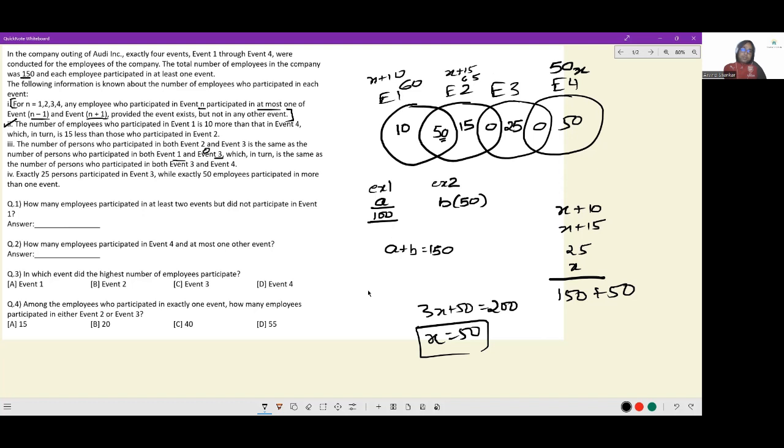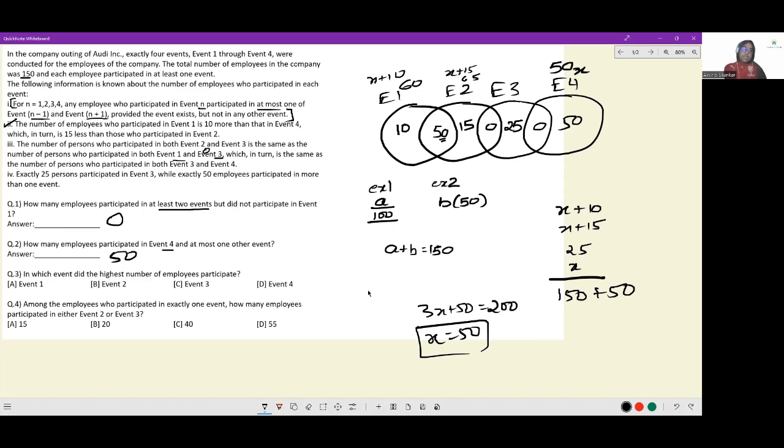How many employees participated in at least 2 events but did not participate in event 1? Participated in at least 2 events, only this group, E1, E2, but did not participate in event 1. So this 50 we can't count. There are no employees who participated in at least 2 events but did not participate in event 1. So the answer to the first question is 0. Next question, how many employees participated in event 4 and at most one other event? Event 4 and at most one other event, 0 plus 50. There are 50 such people.